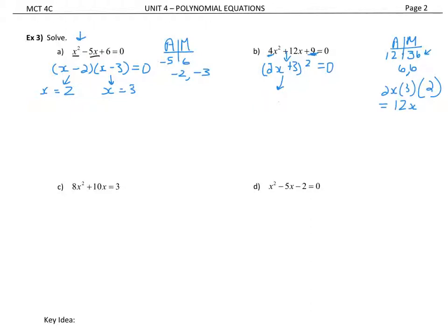Let me write the steps in. We're going to have 2x plus 3 would have to equal 0. Subtract 3 from both sides. We're going to get 2x equals -3. Divide both sides by 2. X equals -3 over 2. All right, so only one solution.